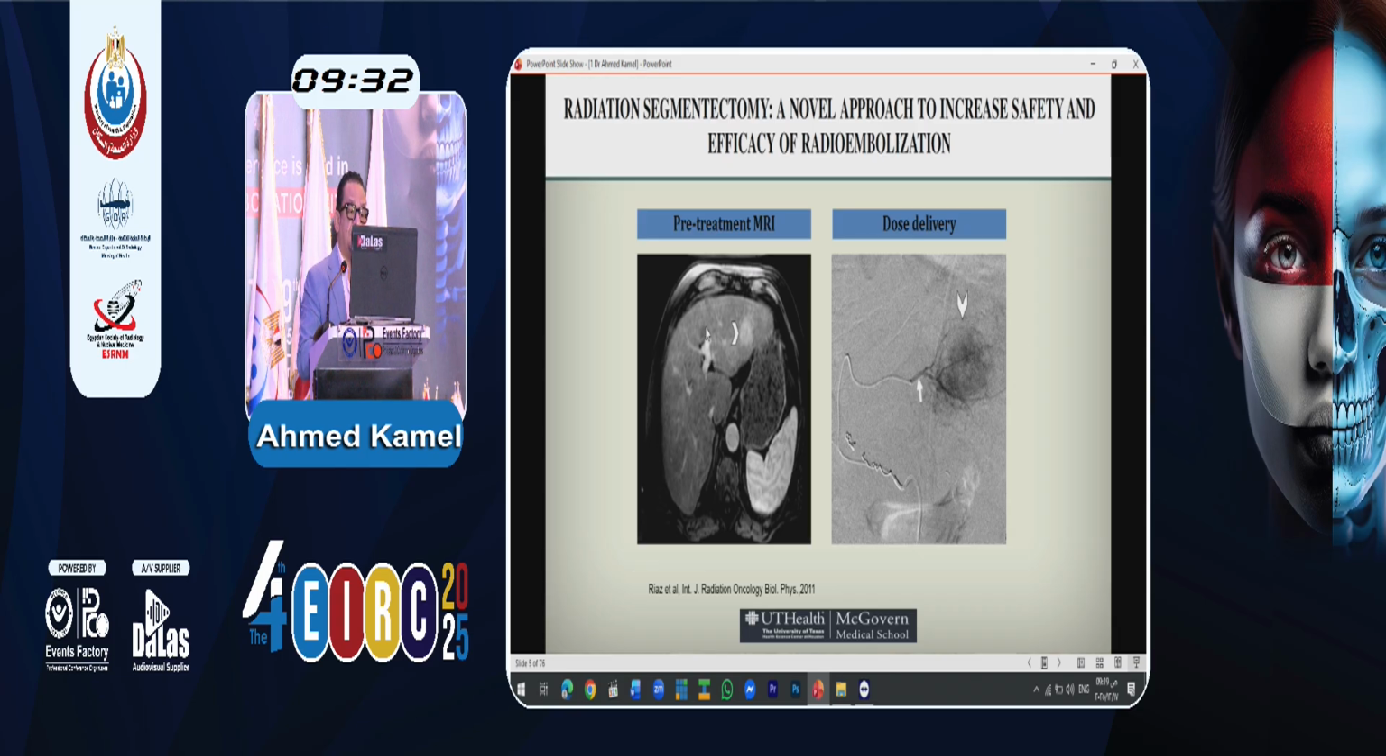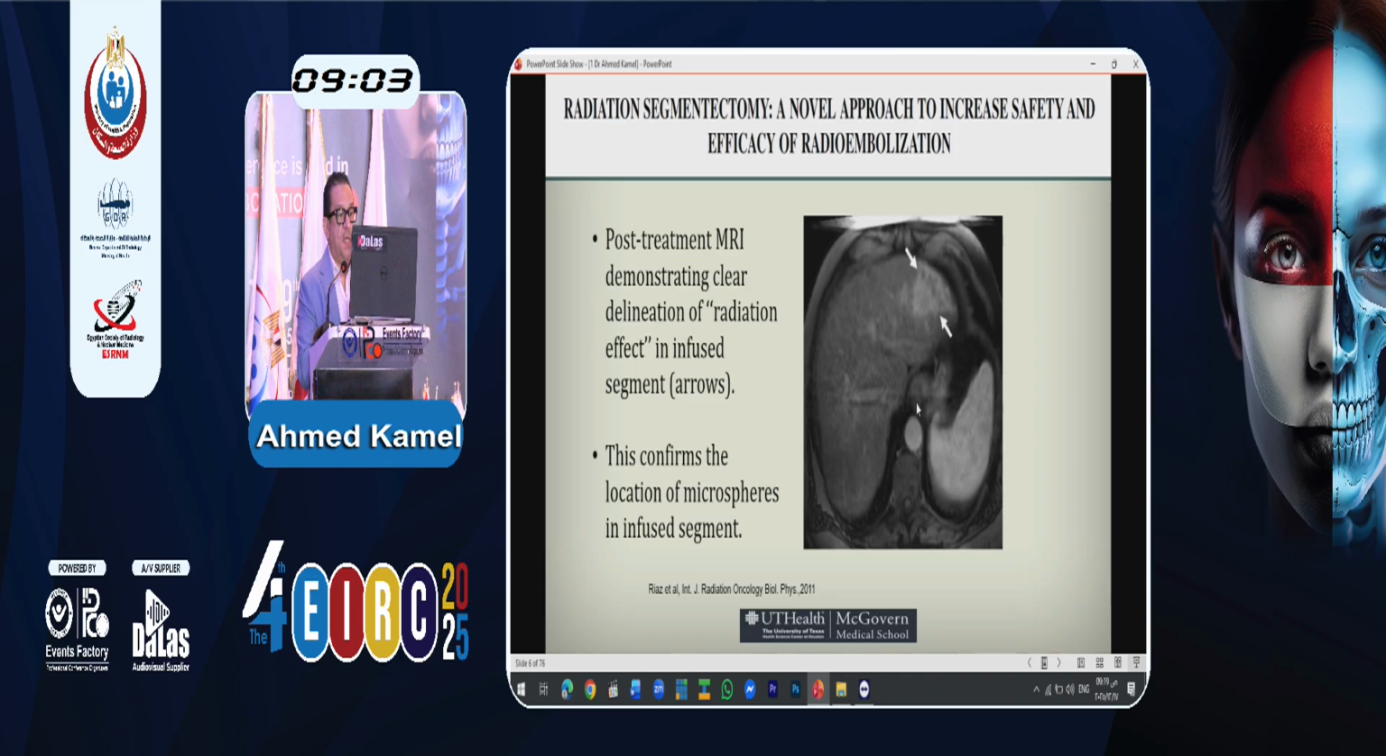The idea about radiation segmentectomy is not new. It actually started by this publication in 2011 by Riaz, one of the Northwestern group, in which we go with our microcatheter. This is an example of a tumor here in the left lobe of the liver. We go with our microcatheter very close to the tumor, and then we inject a very high dose of Y90 to the extent that it will actually kill the tumor as well as the whole segment or subsegment in which that tumor is present. This is how it looks afterwards.